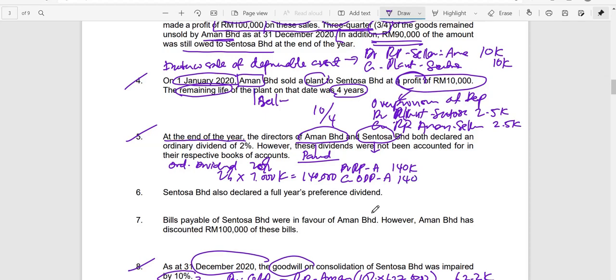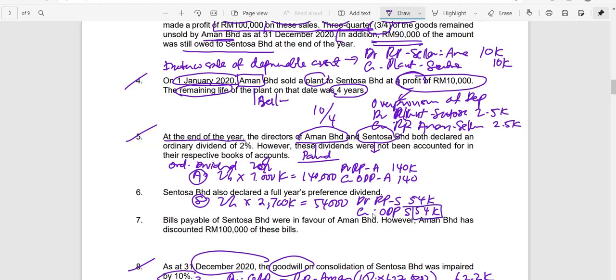The one by Sentosa is also the same. This is by Aman, and this is by Sentosa. Another 2%, but it will be based on 2.7, which is the shares in Sentosa amount. So that will give you 54,000, and that will be debited to the retained profit of Sentosa, credited to the dividend payable of Sentosa. We are doing number 5, and that would be 54. So you need to go and adjust the schedule.